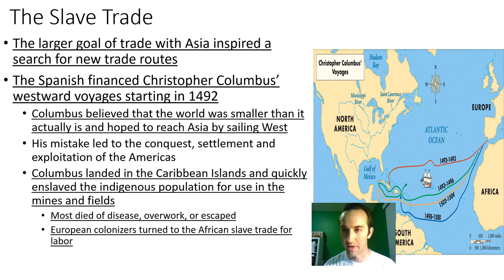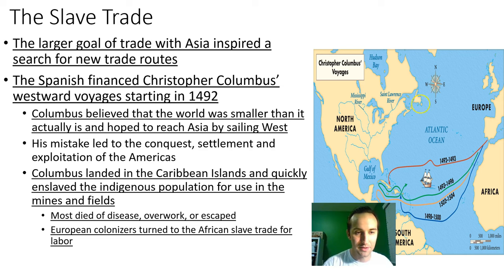Now, Columbus never thought the world was flat. Nobody thought the world was flat. Nobody believes that. He did, however, believe that the world was much smaller than it actually is, and he hoped to reach Asia by just sailing west. And so he figured he'd just sail west from Europe, and eventually, right around here, where North America is, he would hit Japan and India and China. And the world is much bigger than he thought, not flat. His mistake led to the conquest, settlement, and really exploitation of the Americas for resources.